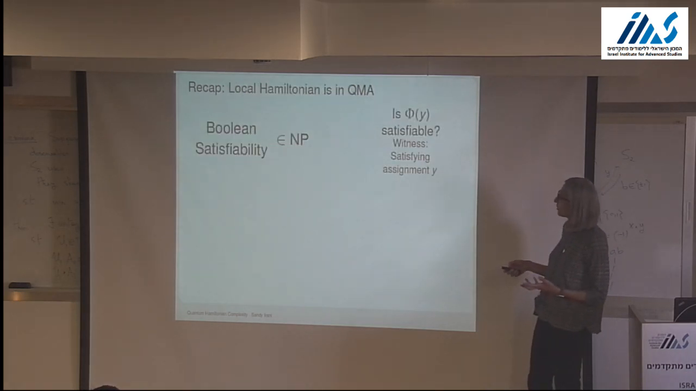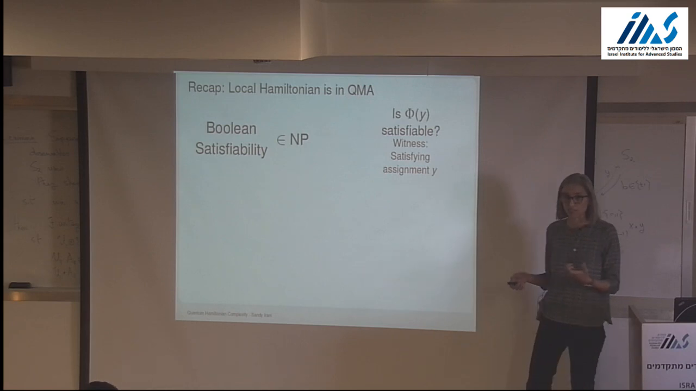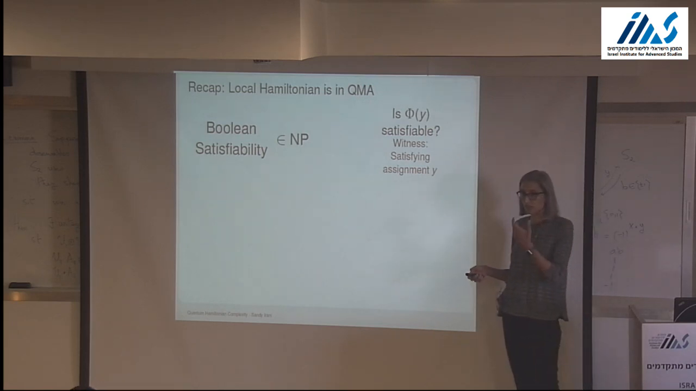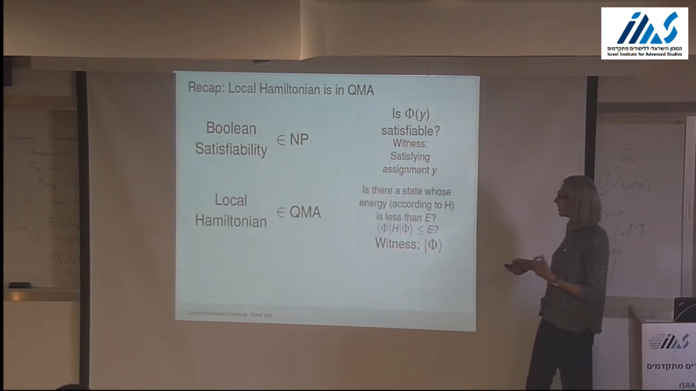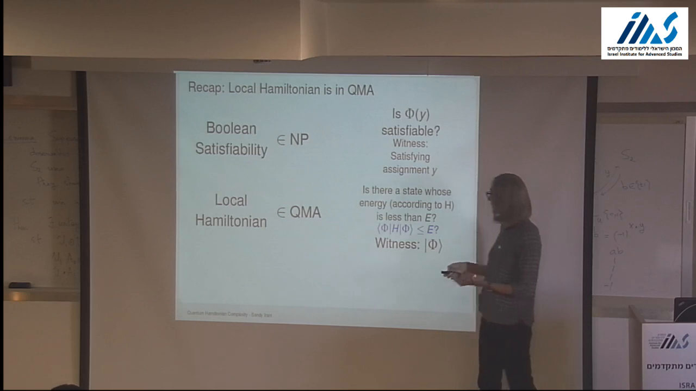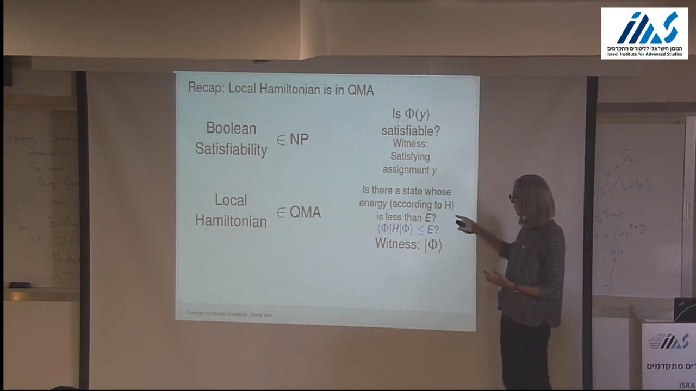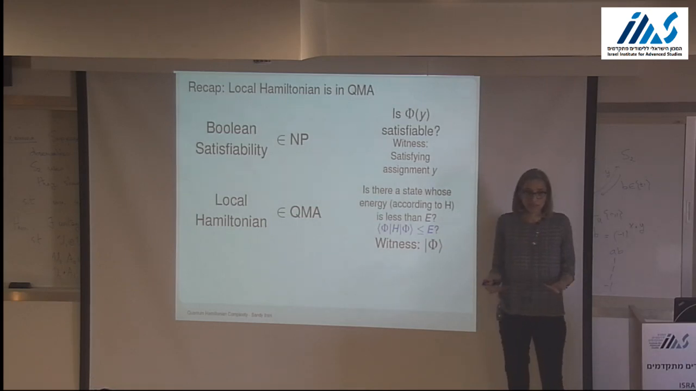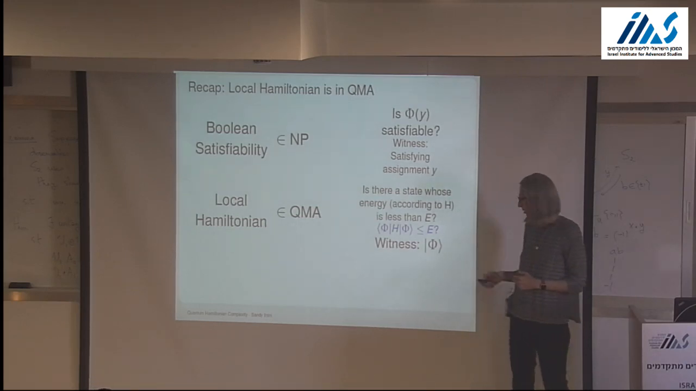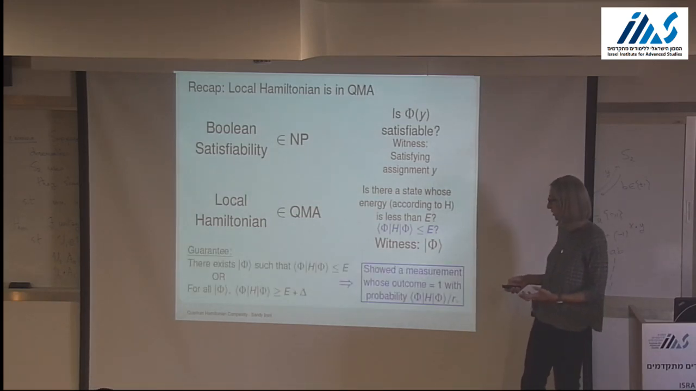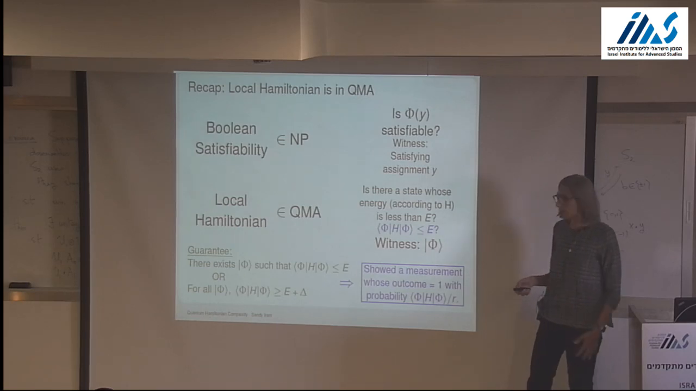Containment: Boolean satisfiability is in NP, and the witness is just the assignment to the variables that tells you what satisfies that Boolean expression. Similar for local Hamiltonian, we're asking, is there a state whose energy, according to this Hamiltonian, is less than E, and the witness is the state itself. Okay, and we talked about the verification procedure that can verify that with reasonably high probability.